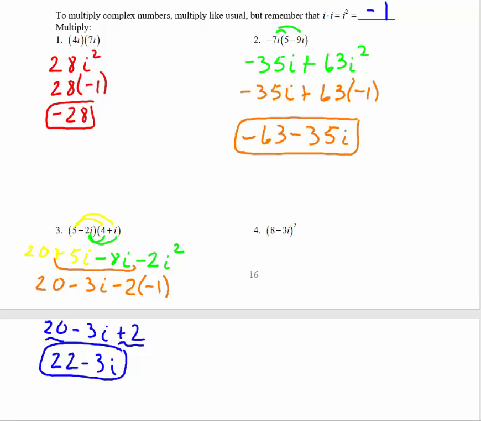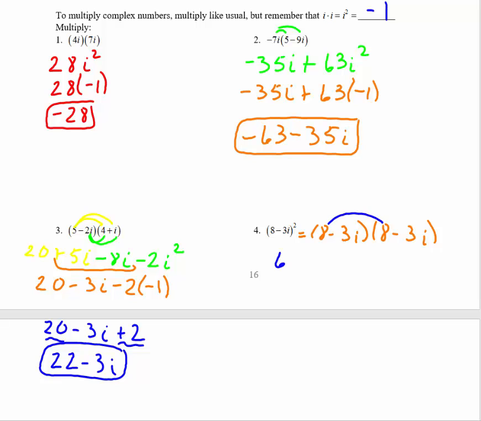On number 4, we have (8 minus 3i) quantity squared. We cannot square pieces because there's a minus sign in between. We have to write that binomial twice and FOIL it out. We don't change it into a conjugate, we just write the same binomial twice and FOIL it out.